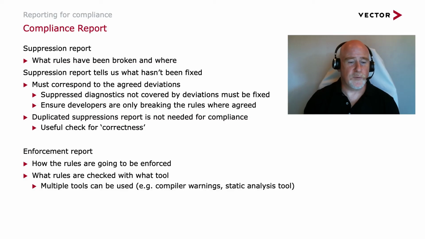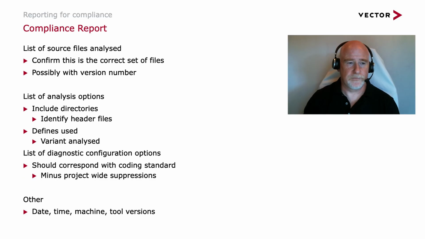The duplicated suppression report is not really strictly needed for compliance, but it's a useful check for correctness and making sure that we're using the tool correctly. We also want an enforcement report that tells us how we're checking our coding standard rules. And we can use multiple tools, for example, compiler warnings and a static analysis tool. We also probably want a list of source files we've analyzed to confirm this is the correct set of files that are going into our project, possibly with the version number as well.